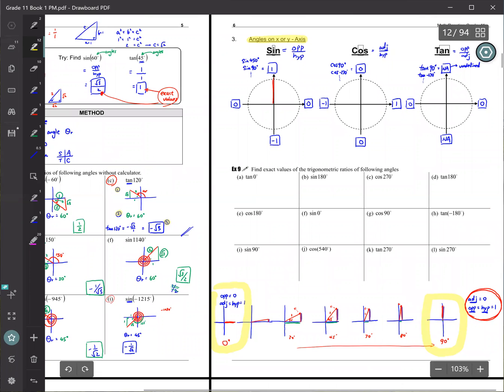Jenny, have you finished copying? Marcus, are you done? I'm still copying. Okay, raise your hand when you finish copying. And I'll show you how to use this chart, okay?